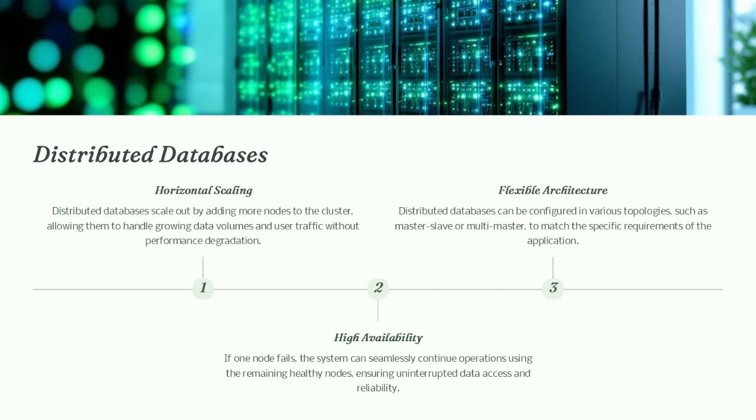Distributed databases are designed to scale out by adding more nodes to the cluster. This allows them to handle growing data volumes and user traffic without performance degradation. The distributed nature also provides high availability. If one node fails, the system can continue operations using the remaining healthy nodes. Distributed databases can be configured in different topologies like master-slave or multi-master to match the specific needs of the application. This flexible architecture ensures reliable data access and uninterrupted operations.